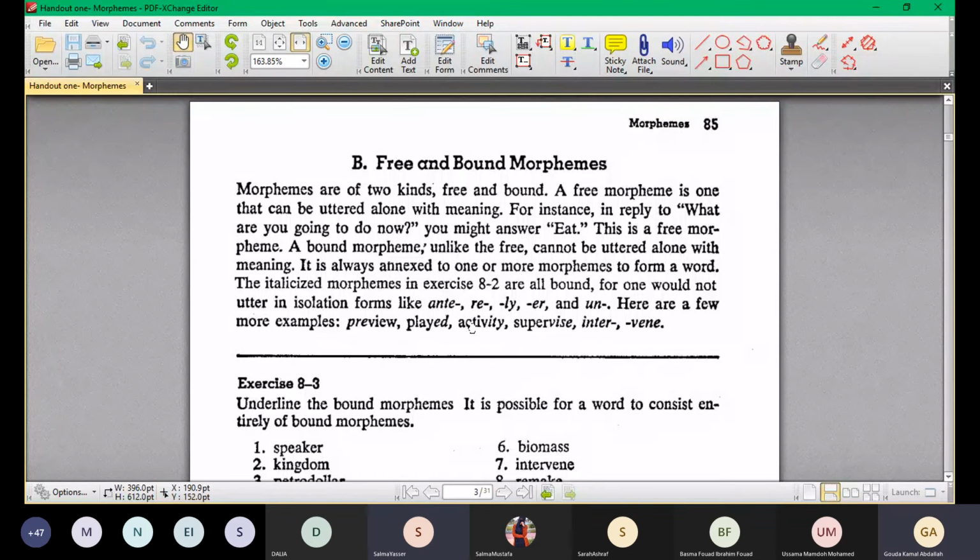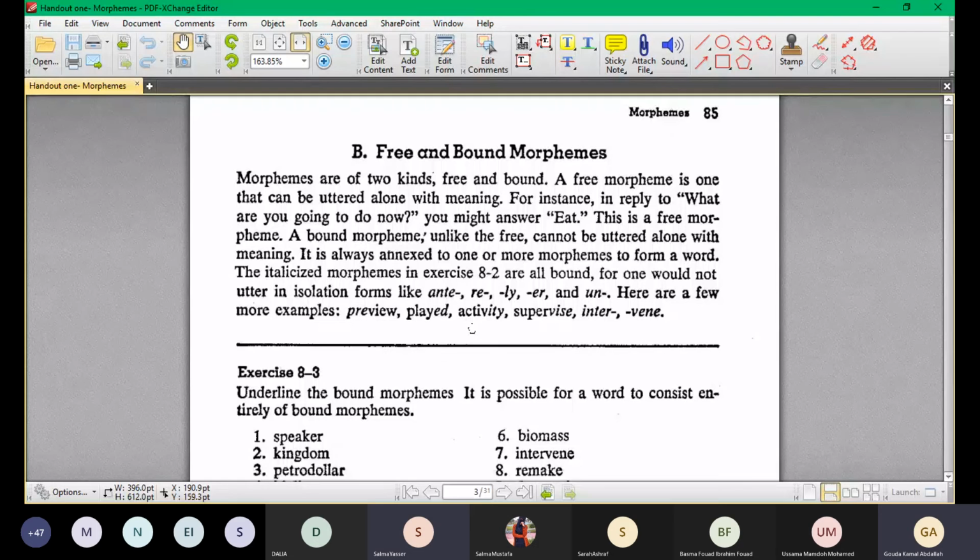Yes, we could say this quite confidently, that at least we have one free morpheme. At least, not at most. Okay, thank you. Welcome.